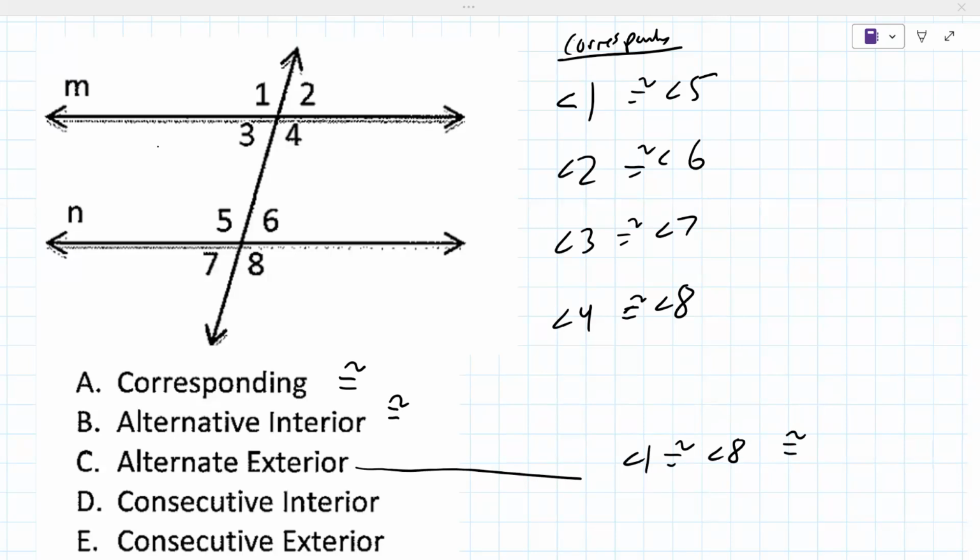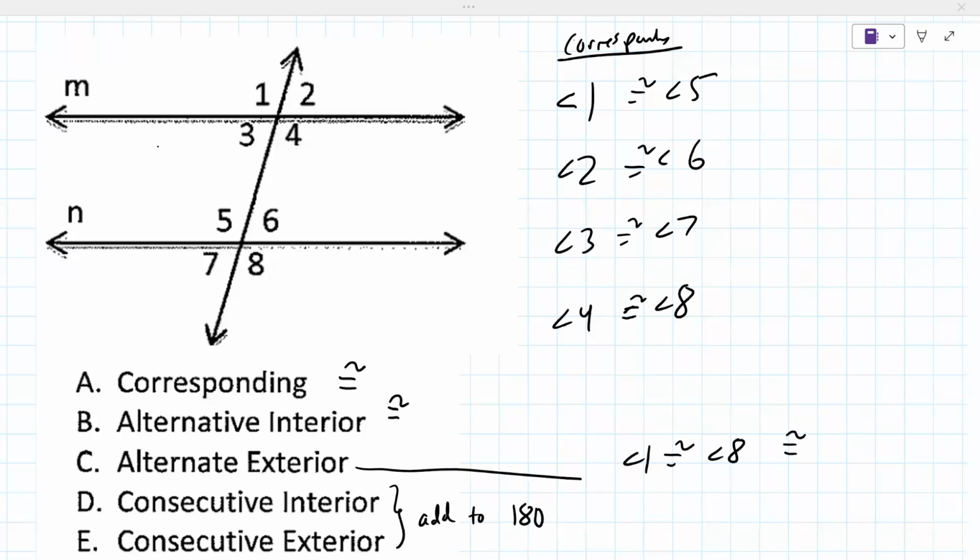I think we called it, wait, trying to remember. These add to 180. Yeah. All right.